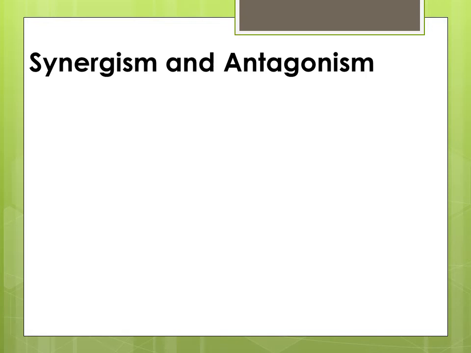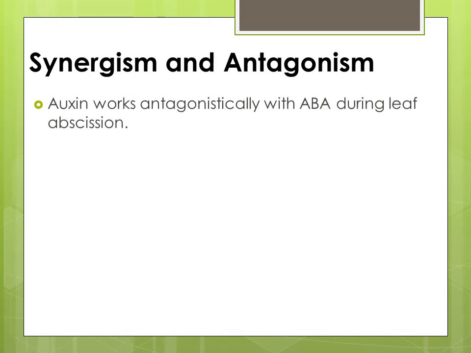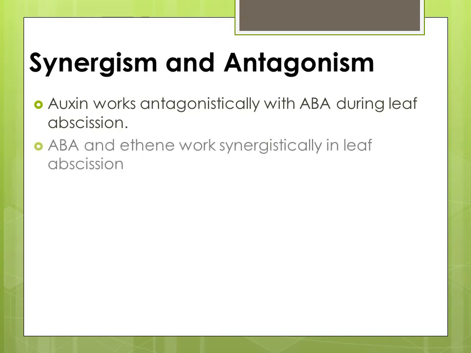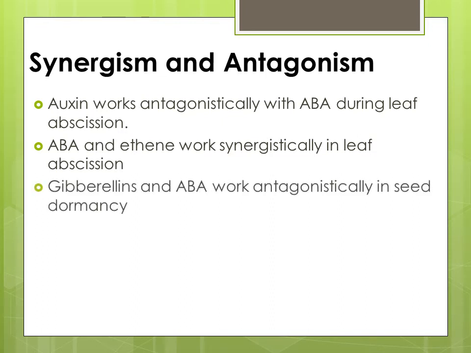This is a good moment to just remind ourselves about synergism and antagonism. So auxin is working antagonistically with ABA or abscisic acid during leaf abscission, so they're opposing each other. ABA and ethene, on the other hand, are working synergistically in leaf abscission, so they're both part of this process of causing leaves to fall.